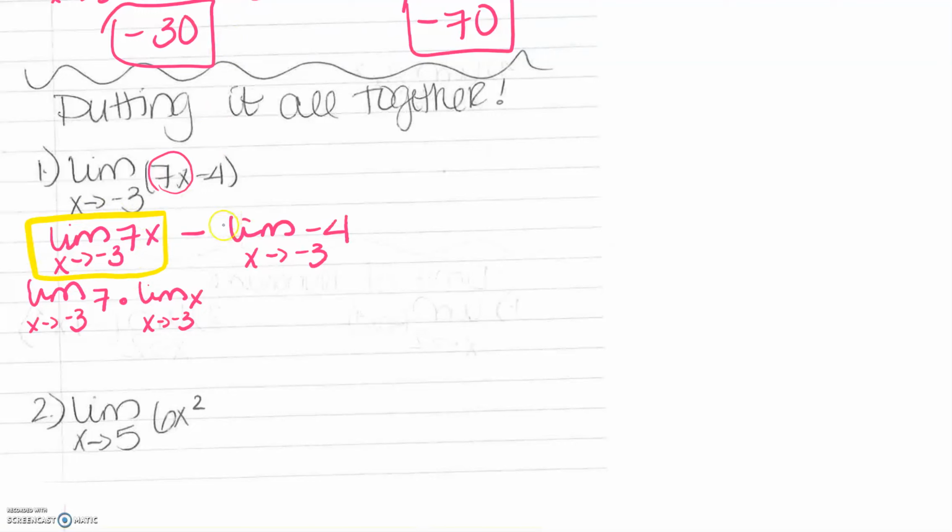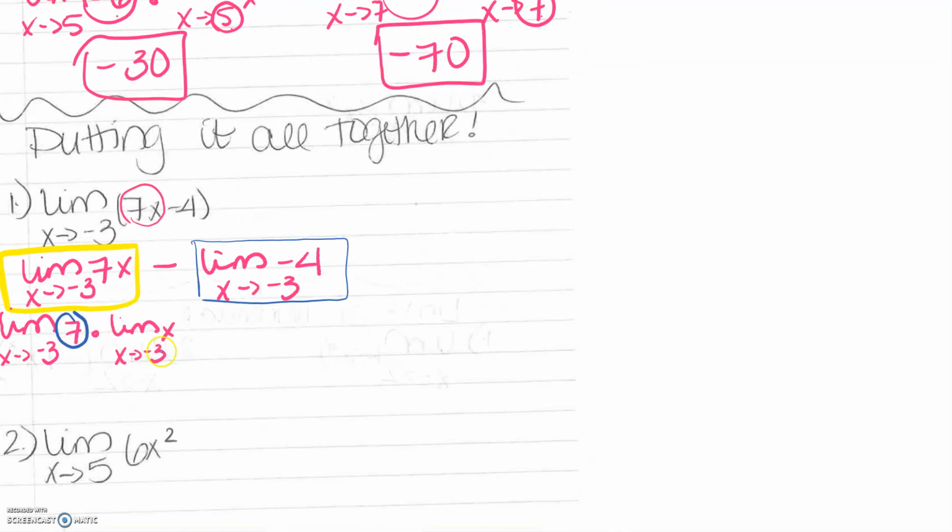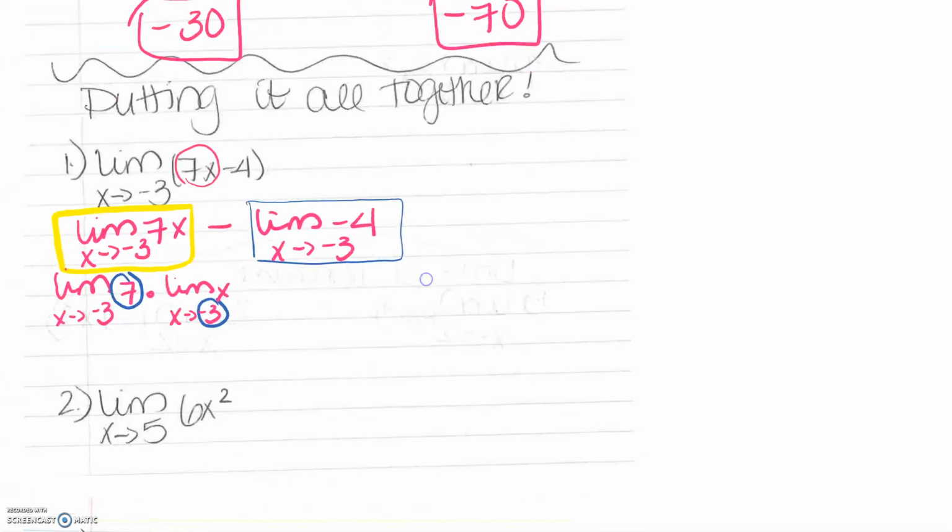Then I'm going to take the subtraction here and do that separately. So let me do these first. The limit of a constant is the constant. The limit of the identity is the limit. 7 times -3 is -21. This is a limit of a constant, so it's the constant. -21 minus 4 more is -25.